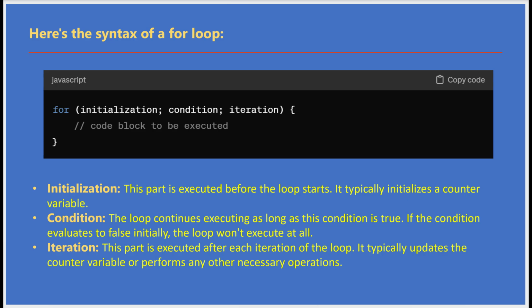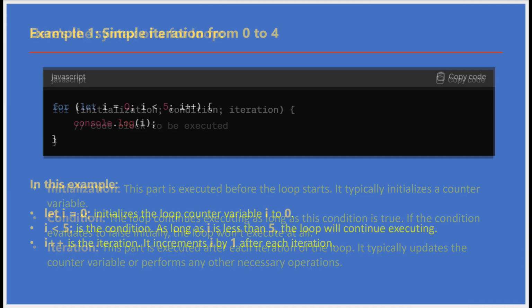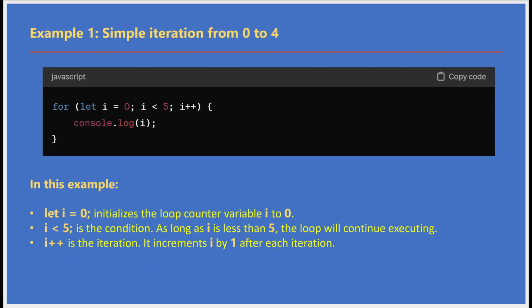Finally, we have the iteration. This segment of the loop springs into action after each loop cycle. It often updates the counter variable or carries out other necessary operations. Now onto some examples. Consider a simple iteration from 0 to 4.